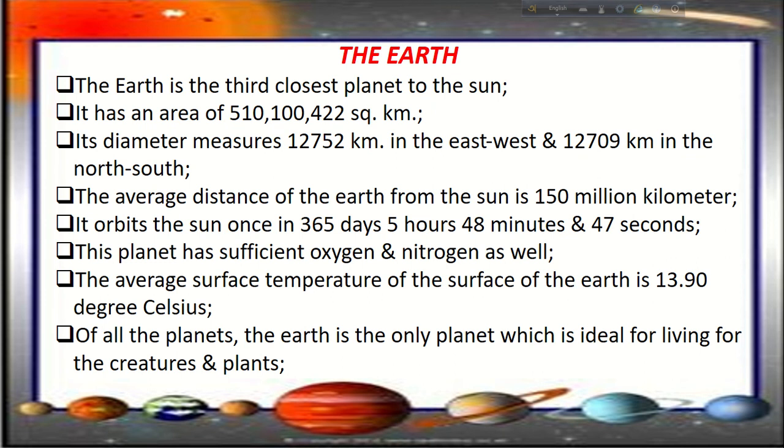This planet has sufficient oxygen and nitrogen as well. And the average temperature of the surface of the Earth is 13.90 degrees Celsius. Of all the planets, the Earth is the only planet which is ideal for living for the creatures and plants.